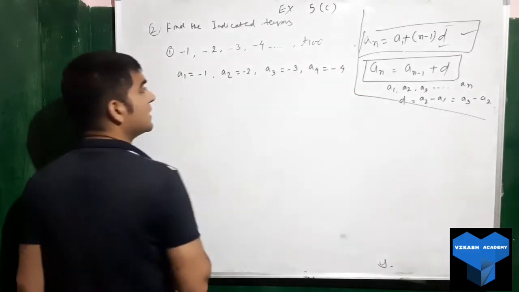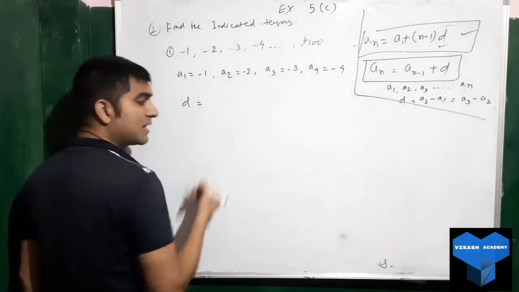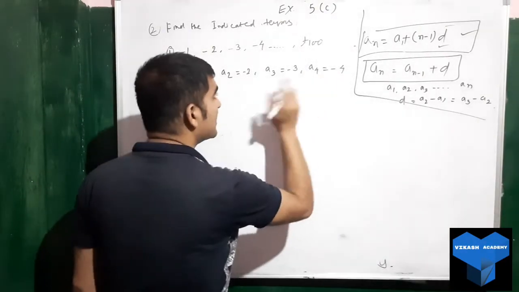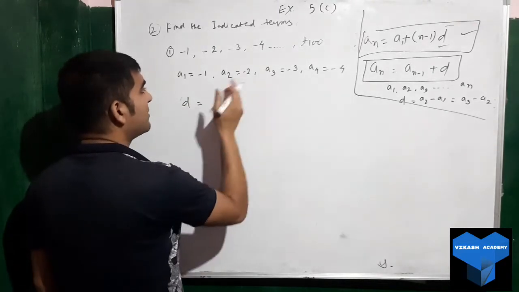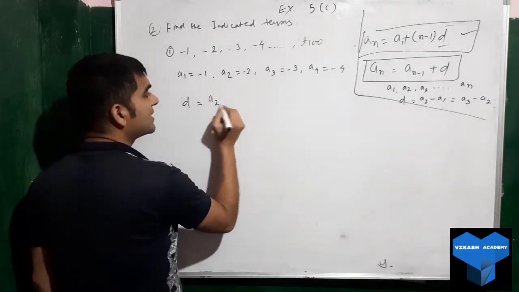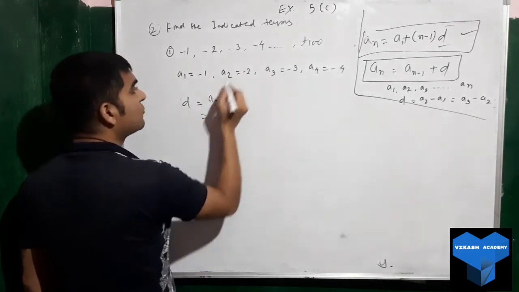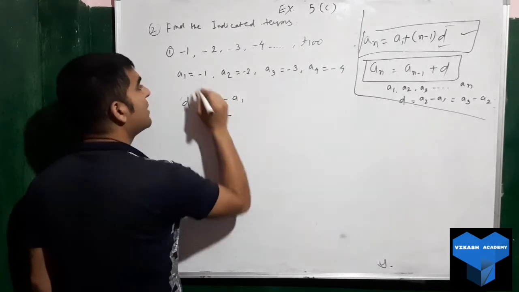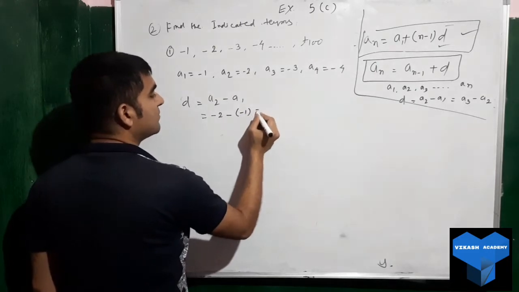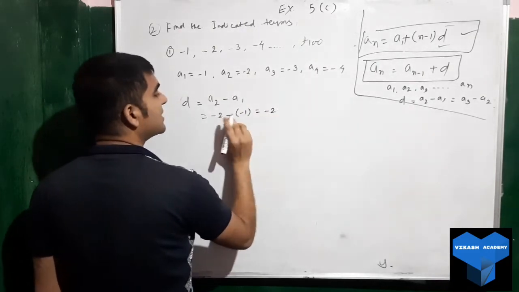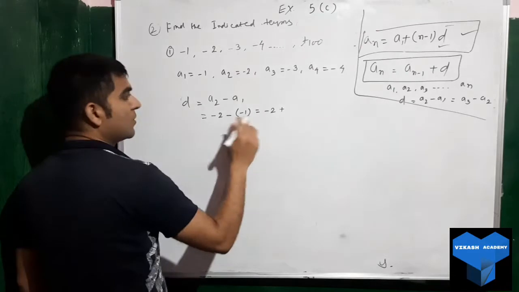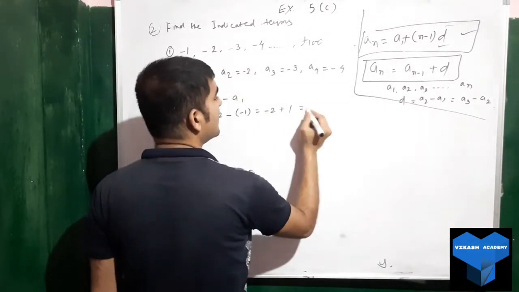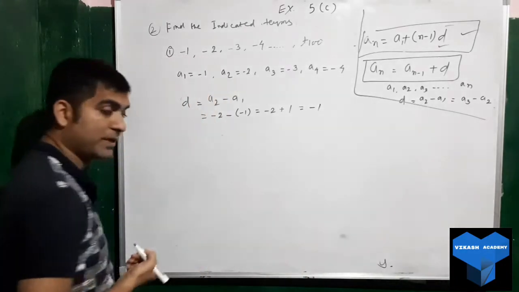So we got this. Now let us find the common difference. You know how to find the common difference: second minus first, or third minus second, or fourth minus third. Anyone you can take. So I will take second minus first, means A2 minus A1. A2 value we have here is minus 2, minus A1, we have minus 1. Simplified, minus 2, minus into minus, plus 1. So minus 2 plus 1 will be minus 1. We got this one.